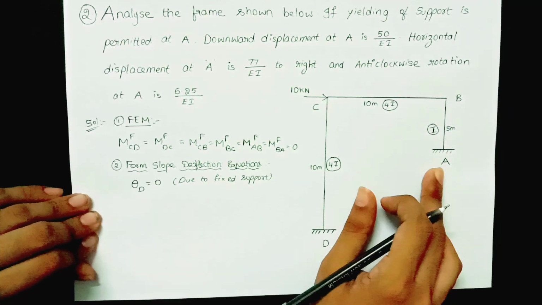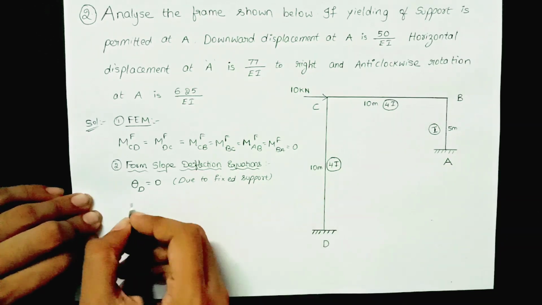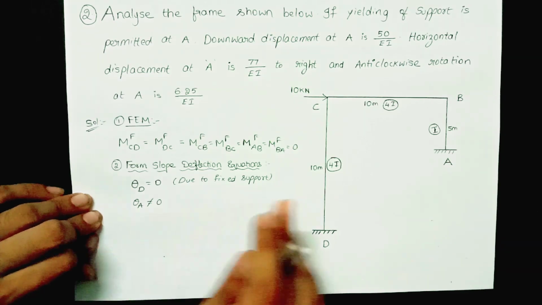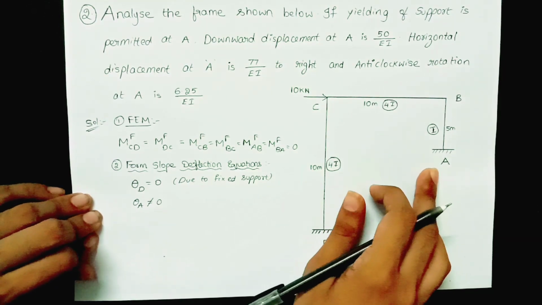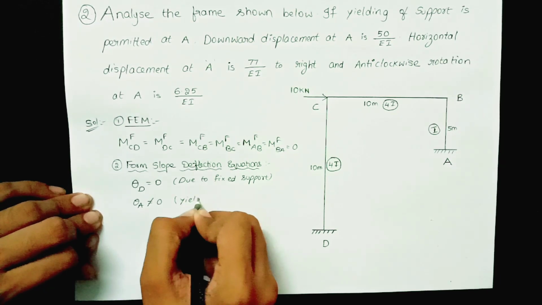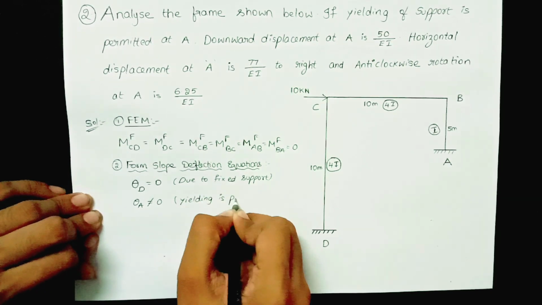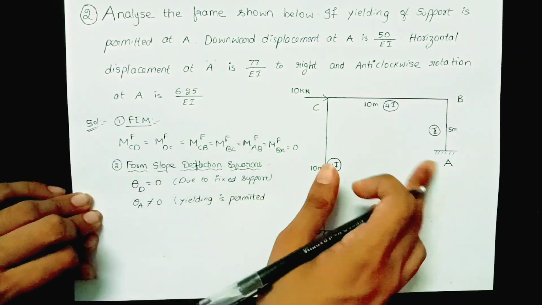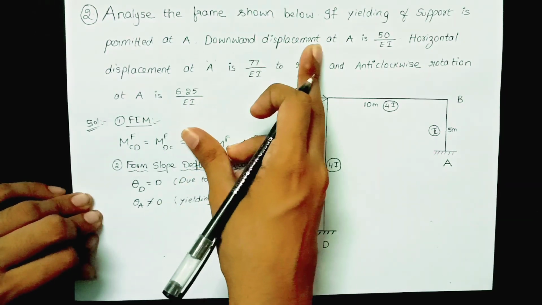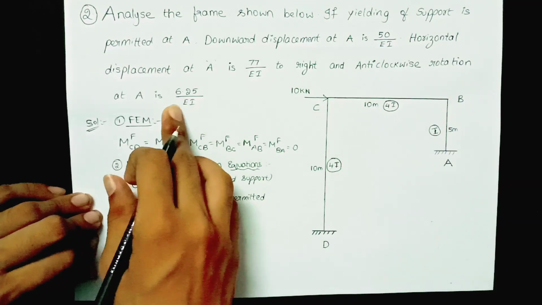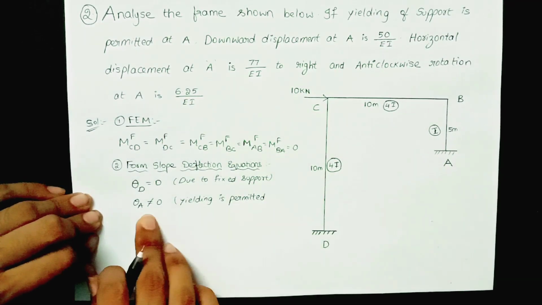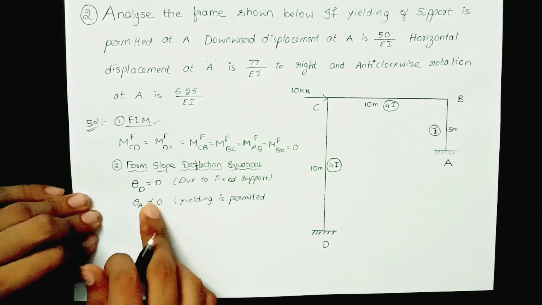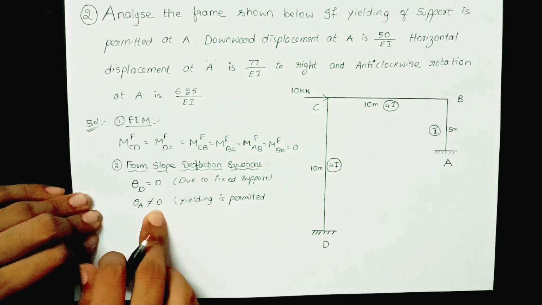Similarly, support A is also a fixed support, but we cannot write theta A equal to 0. The slope at A is not equal to 0 though it is a fixed support, because yielding is permitted at support A. Since yielding is permitted in the horizontal, vertical and anti-clockwise directions, as given in the question, there is downward displacement, horizontal displacement and anti-clockwise rotation at A. So we cannot write theta A equal to 0 though it is a fixed support. These are the main conditions. You should not substitute theta A as 0.